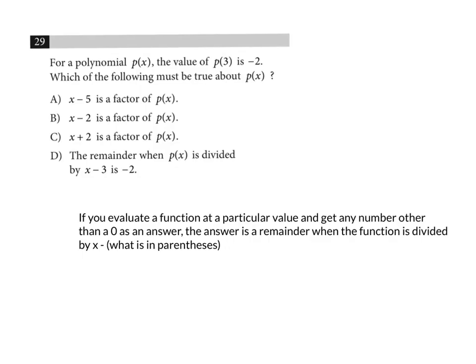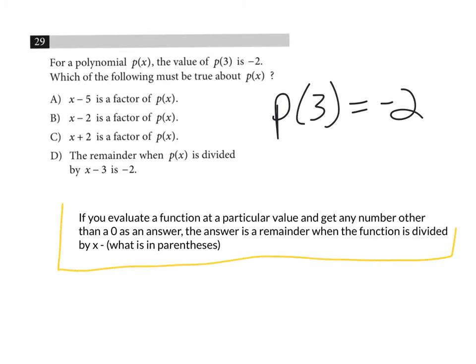For problem number 29, for a polynomial p of x, the value of p of 3 is equal to negative 2. Which of the following must be true about p of x? Well, this particular question actually uses something that you're going to be talking about in your senior year math course. But basically what it says is this.